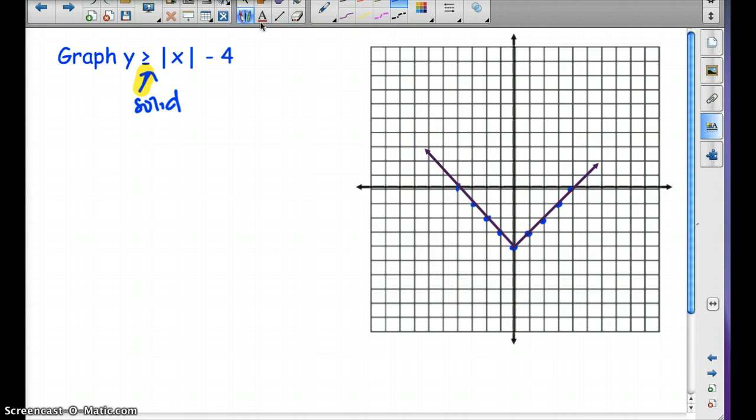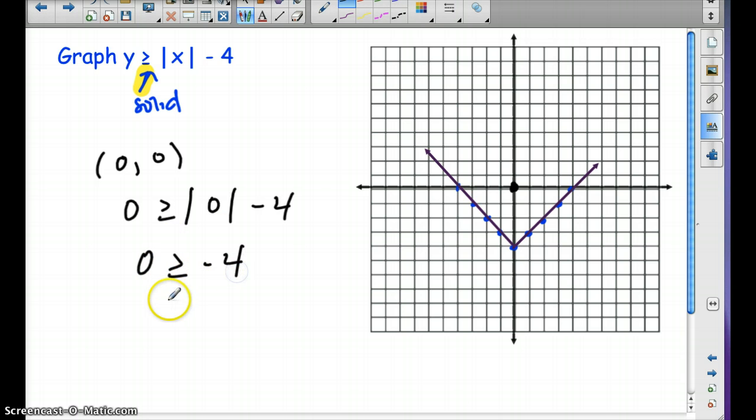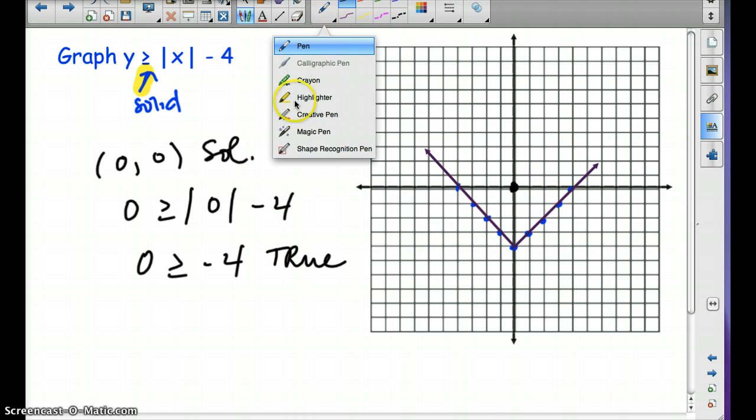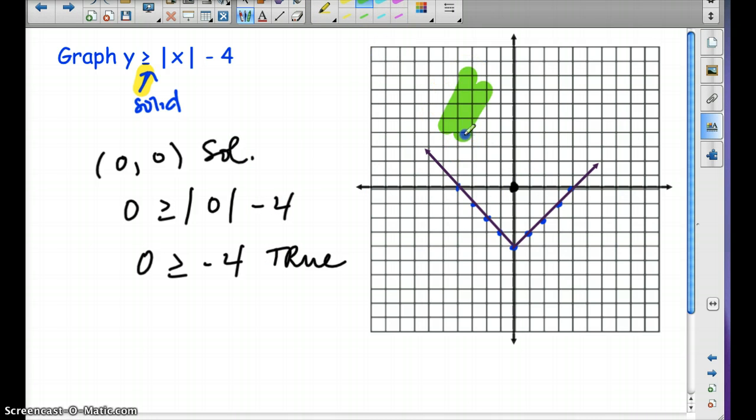So now let's pick a point. So I'm going to pick an easy point. Make my life easy. I'm going to pick 0, 0. So is 0 greater than or equal to the absolute value of 0 minus 4? Well, the absolute value of 0 is 0. And 0 minus 4 is going to be a negative 4. So is 0 greater than or equal to a negative 4? That is true. So this is a solution. So I'm going to shade over 0, 0. So that's going to be inside my V here. I'm going to shade inside of it.